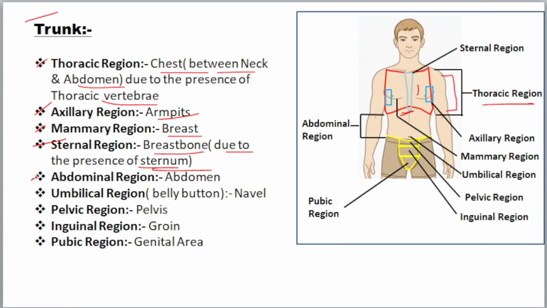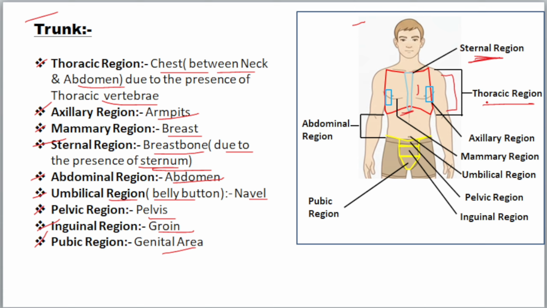Then the abdominal region. The abdomen portion of the human body is called the abdominal region. Then the umbilical region. It is also called the belly button. The navel portion is called the umbilical region. Then the pelvic region. The pelvis portion of the body is called the pelvic region. Inguinal region. The groin portion of the body is called the inguinal region. Pubic region. The genital area of the body is called the pubic region in anatomy. You see in this picture that there is a sternum bone. That's why this region is called the sternal region.